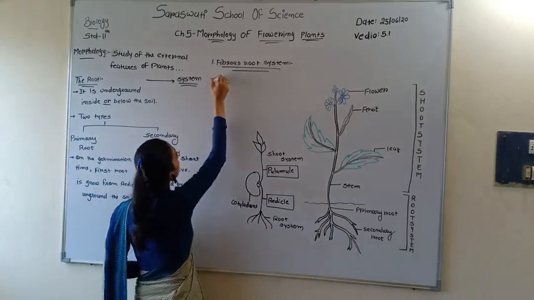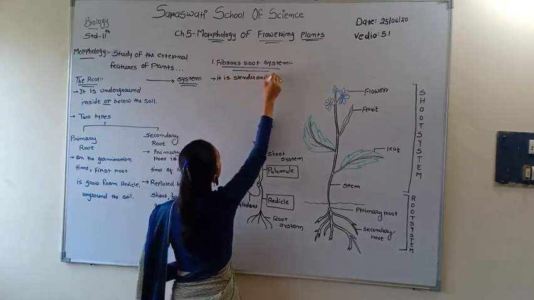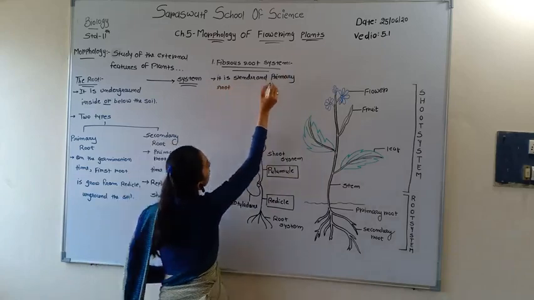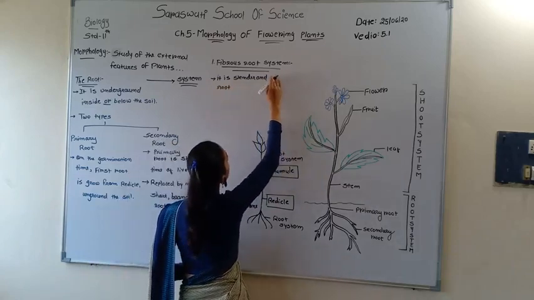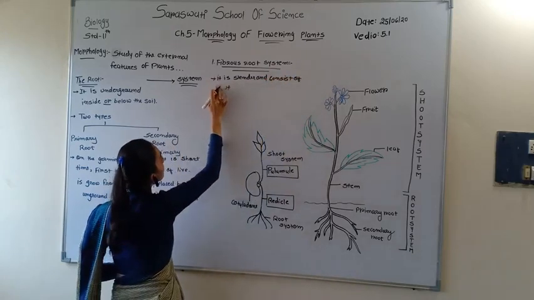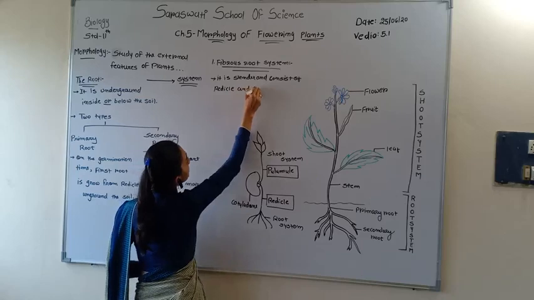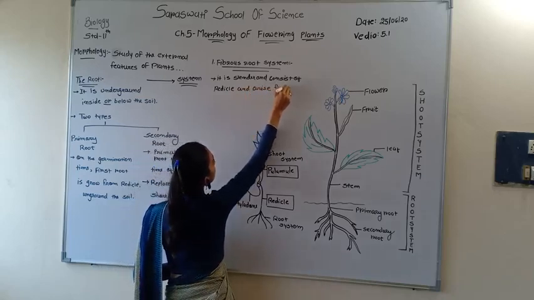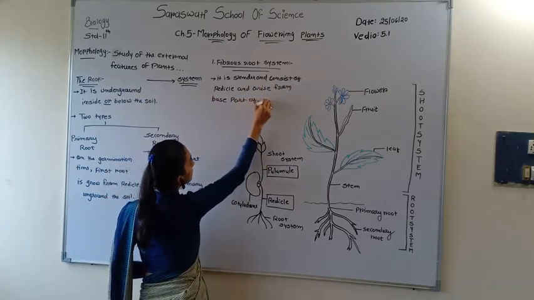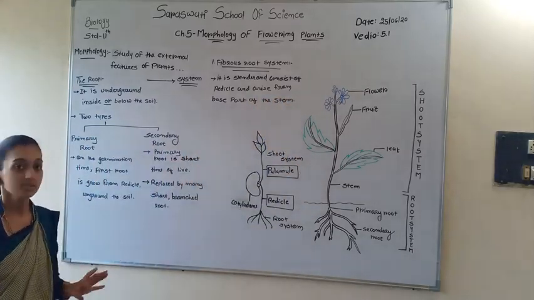So it is slender and consists of the primary root and radical, and it arises from the base part of the stem. It is known as fibrous root system.